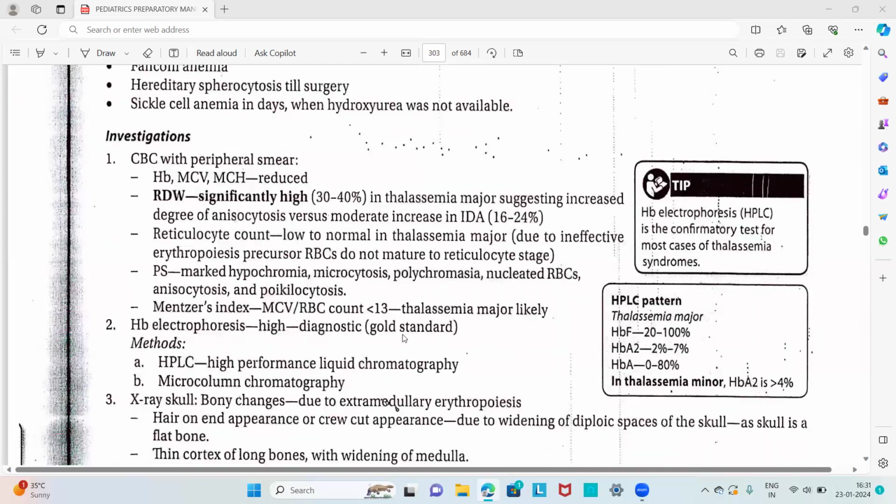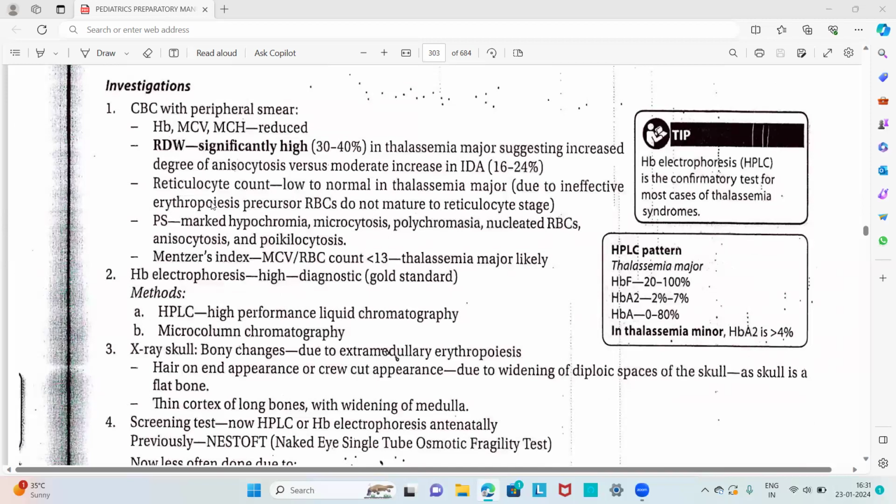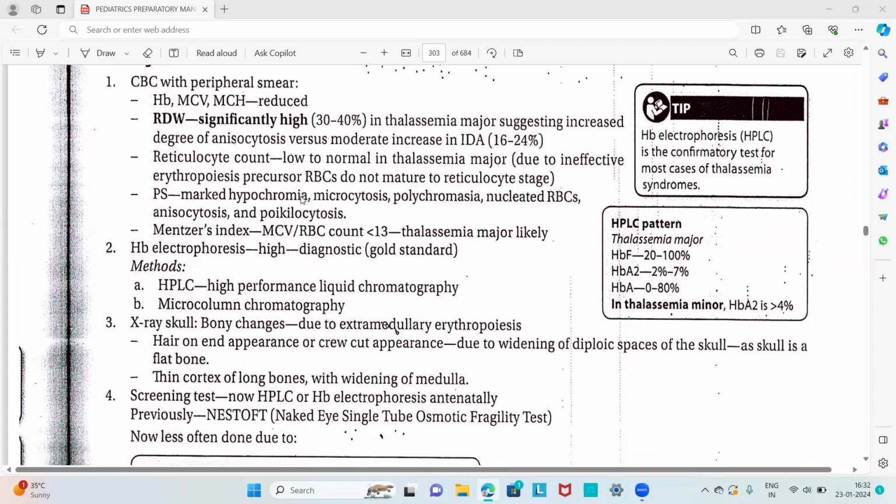Then what are the investigations which are done in the case of thalassemia? The CBC with the peripheral smear should be done. Hemoglobin, MCV and MCH are reduced, and the red cell distribution width is significantly high in thalassemia major, suggesting an increased degree of anisocytosis, versus a moderate increase in iron deficiency anemia. That is, in iron deficiency anemia there will be a moderate increase of the red cell width, but in thalassemia it will be significantly high, that is 30 to 40%.